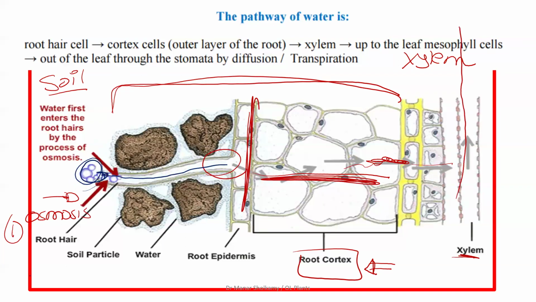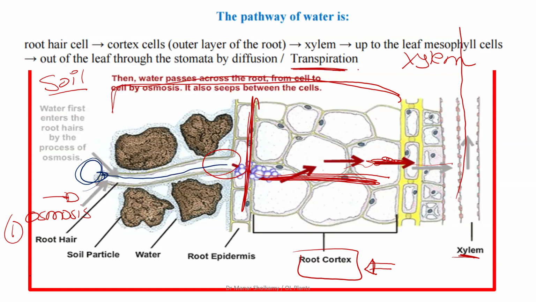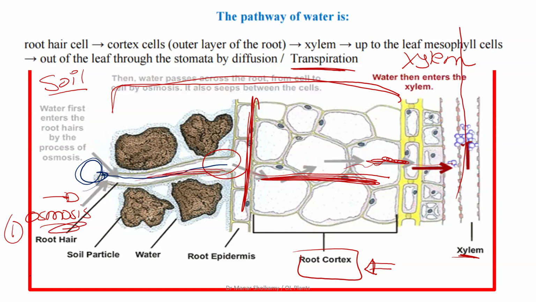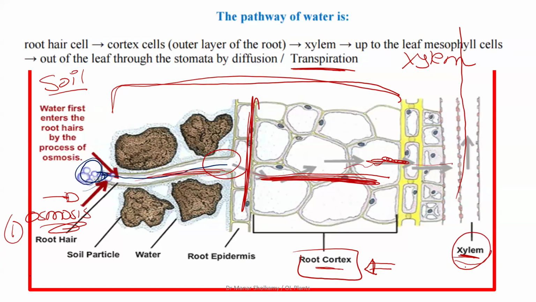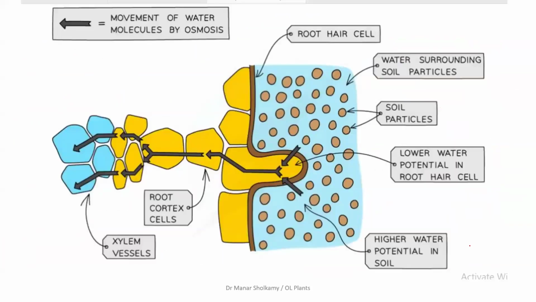Who will pull them up the xylem? By transpiration. And transpiration is another story that we will discuss in a minute. So in this question, you will mention osmosis, root hair cells, it will cross the cortex and then reach the central xylem. And then in the xylem, it will not move by osmosis, it will move by transpiration. Very nice. Now, what is transpiration?